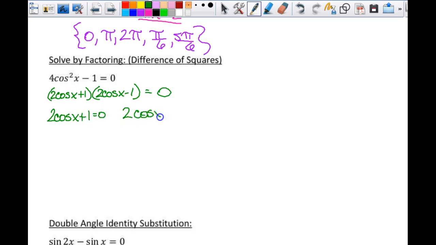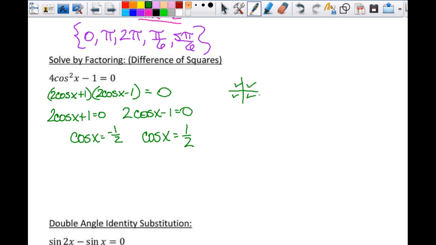2 cosine x minus 1 equals 0. So I get that the cosine x is equal to negative 1/2, and cosine x equals 1/2. If I'd have done the square root thing, I'd have it all in one. It'd be plus or minus. It's the same thing. So since it is plus and minus, it's going to be in all 4 quadrants.